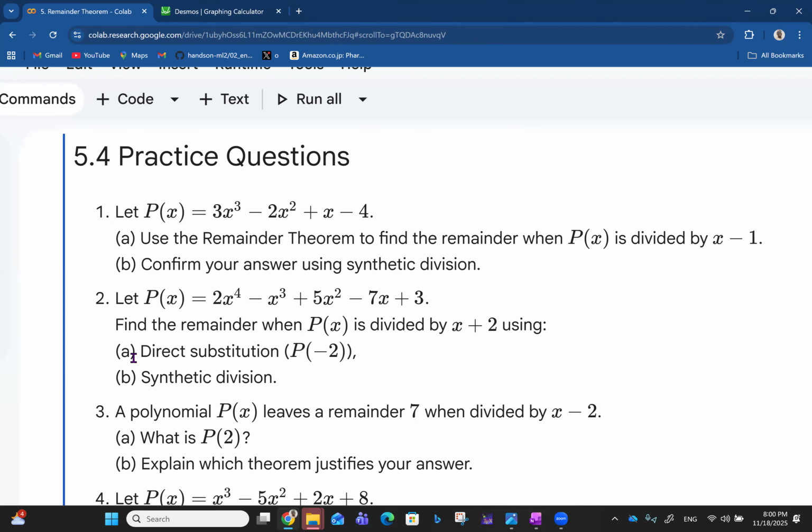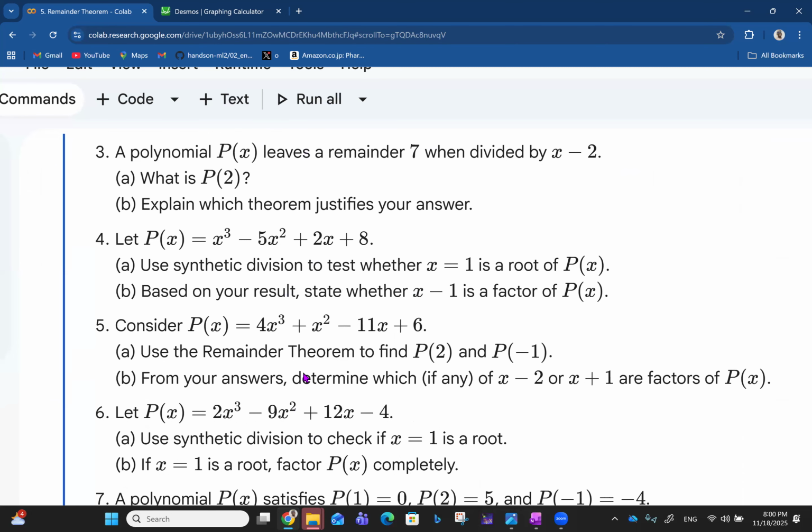Let p of x be this. Find the remainder when p of x is divided by x plus 2 using direct substitution and synthetic division. We've done that before. Polynomial p of x leaves a remainder 7 when divided by x minus 2. What is p of 2? That means p of 2 is simply 7, because that's the remainder it leaves, for sure. So explain which theorem justifies the answer. That's the remainder theorem.